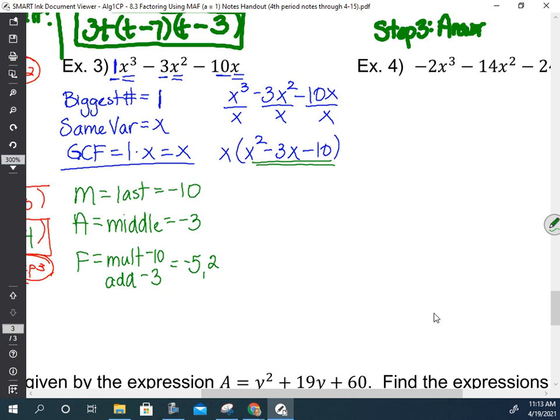Negative 5 times 2 is negative 10. Negative 5 plus 2 is negative 3. So now we can write our answer. Let's keep this moving.